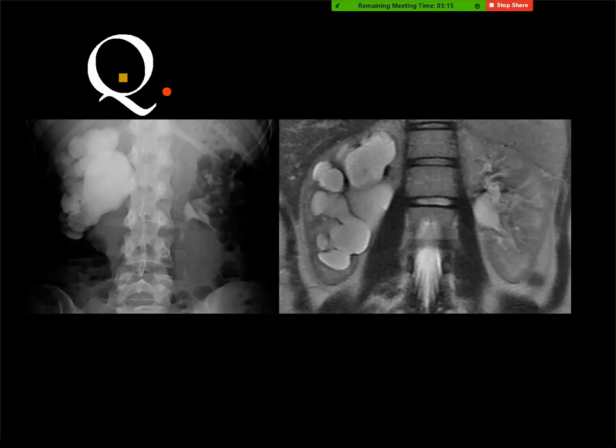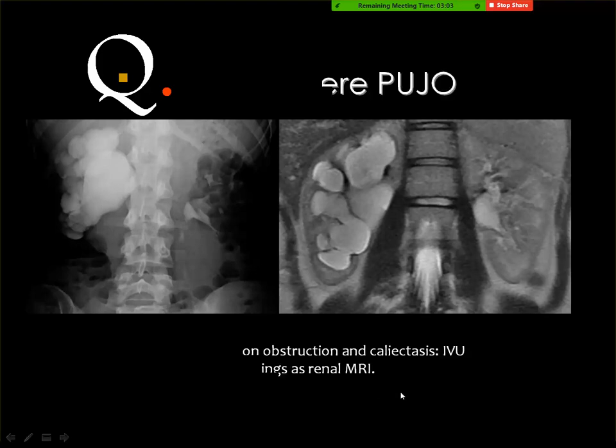PUJ obstruction of the right kidney. Yes, and this is an advanced degree of pelviureteric junction obstruction with ballooning of the renal pelvis as well as ballooning of the calyces.